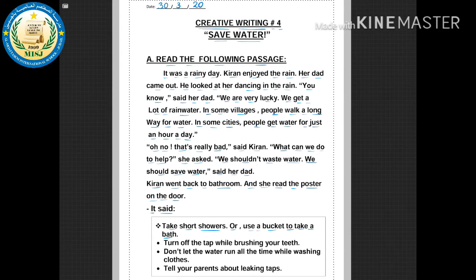Students, are you reading after the teacher? I hope you're all reading with me. Number 2, turn off the tap while brushing your teeth. Don't let the water run all the time while washing clothes. Number 4, tell your parents about leaking taps.